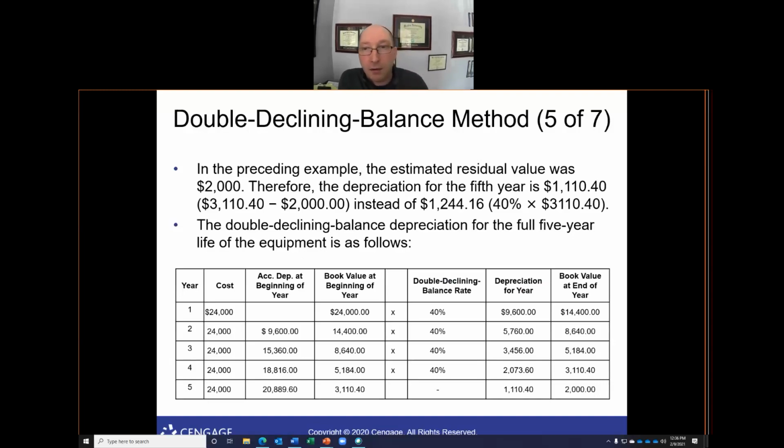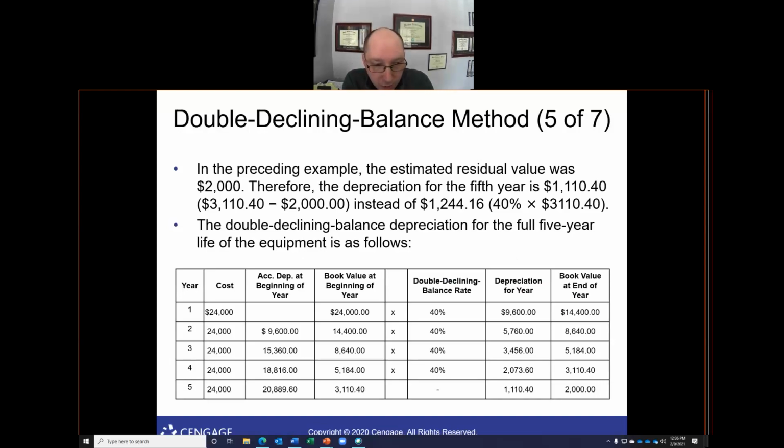Now let's look at it for the 5 years. Initial cost, $24,000 times 40% is $9,600. What's the book value at the end of year one? You take your cost minus the depreciation for the year, in this case $9,600. $24,000 minus $9,600 is $14,400, the book value at the end of year one.